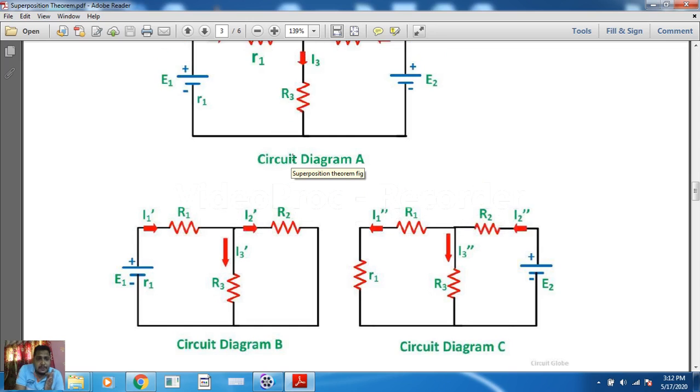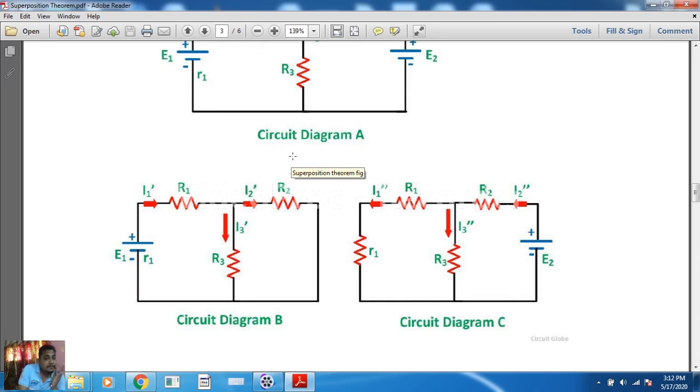Now in circuit diagram B, we have considered E1 present in the circuit and we have removed E2. See what we have done with the terminal. As E2 doesn't have any internal resistance, when we remove it, we have made the terminal short. In the reverse case, when we consider E2 and remove E1, E1 has some internal resistance, so we have to leave the internal resistance over here.